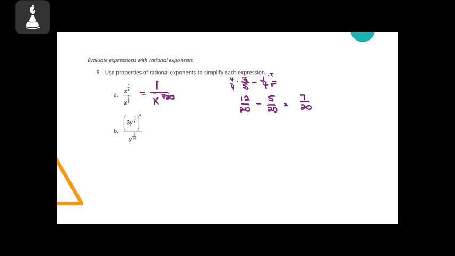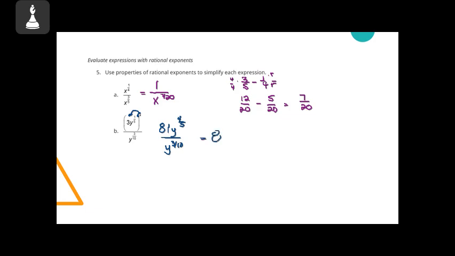Okay, next one, 3y to the 1/5 is raised to the 4th power all over y to the 3/10. So first off, I see I've got a 4th power that I got to take to both of these. 3 to the 4th power is 81. And when you raise a power to a power, you multiply the power. So 1/5 times 4 is 4/5. So then we're going to see we have y to the 4/5 over y to the 3/10. And we got to figure out which is bigger. Well, 4/5 is closer to the whole than 3/10. So there's more on top than there are on bottom.